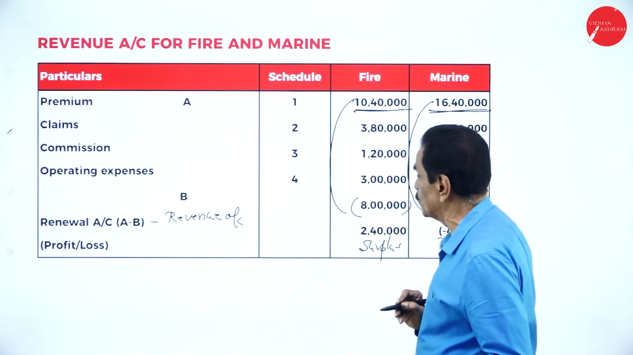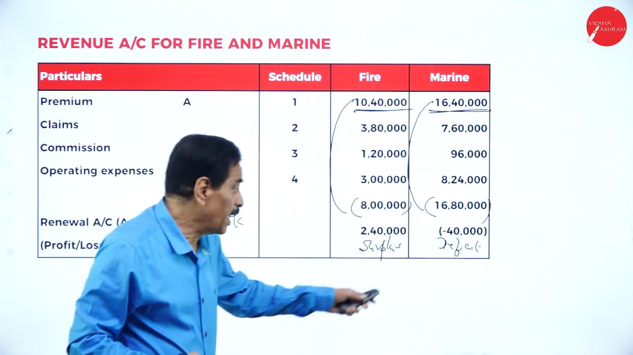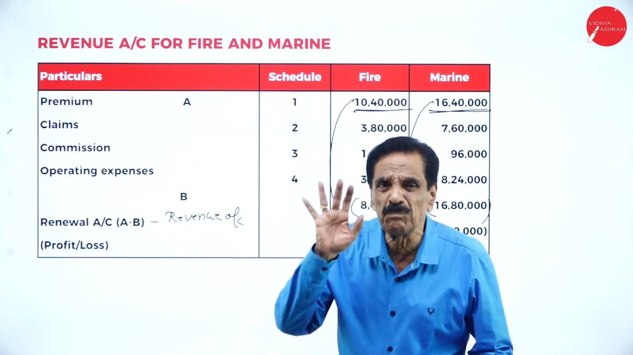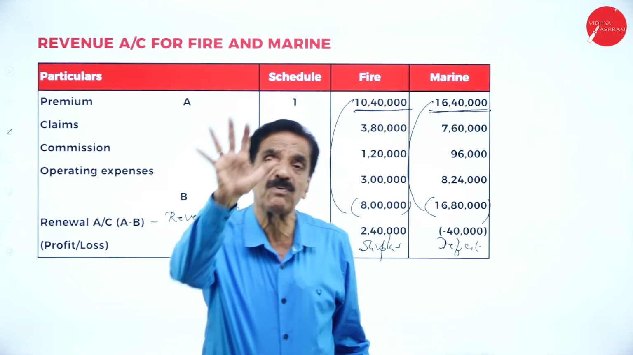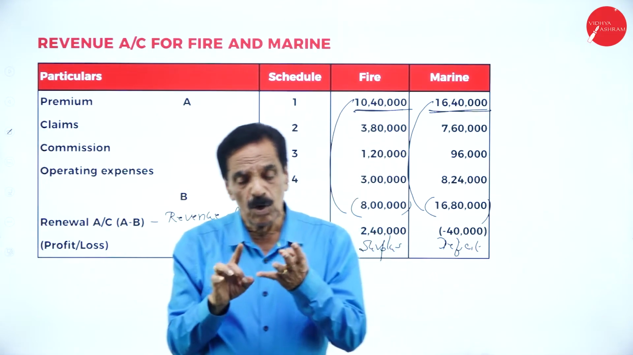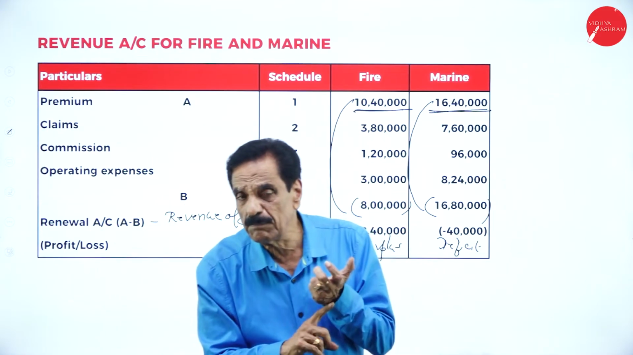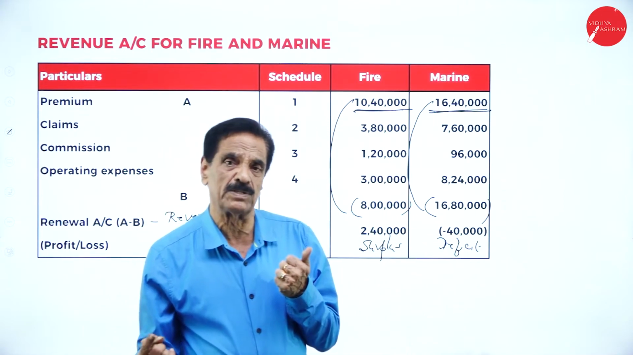2,40,000 minus 40,000. So you got a surplus of 2,40,000 and a deficit of 40,000. So all the problems are the same. What is the format? Which are the 4 items? One is called premium, second is the claim, third is the commission, fourth is the operating expenses.